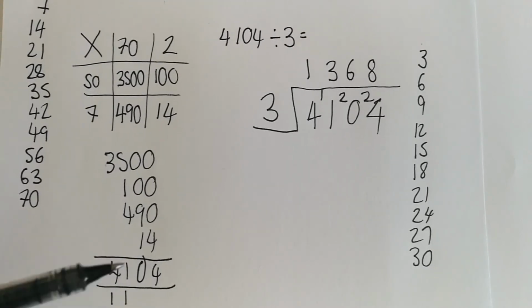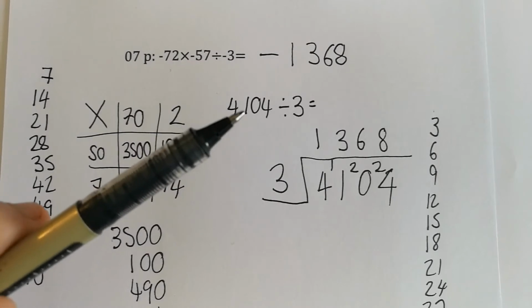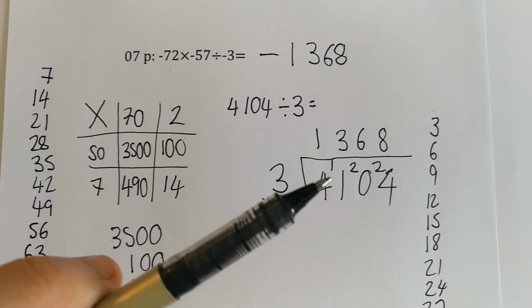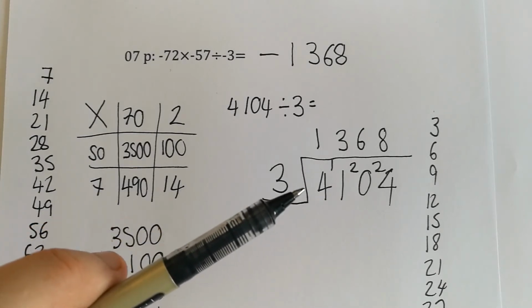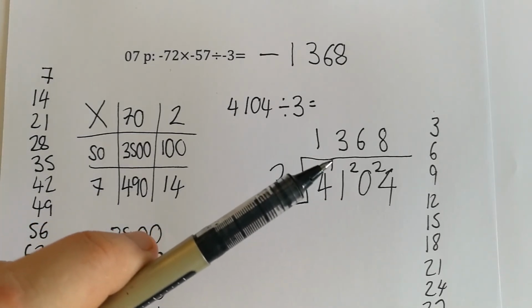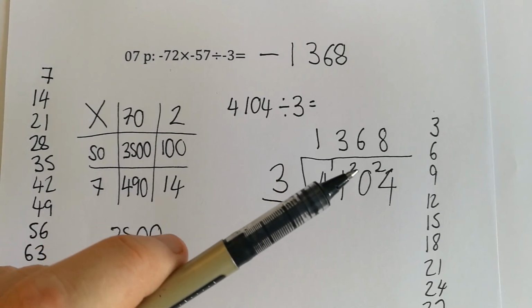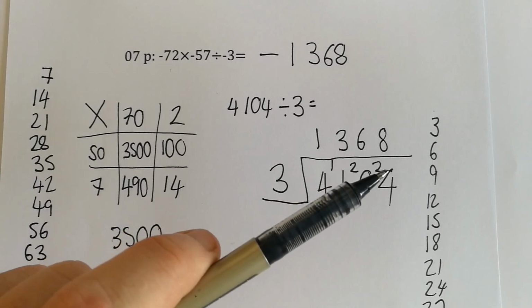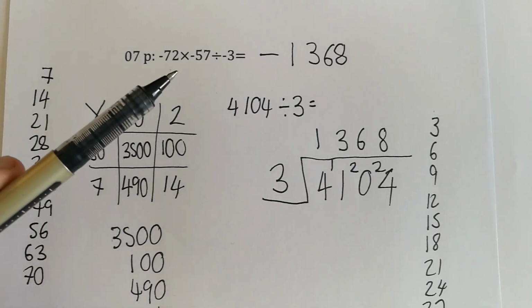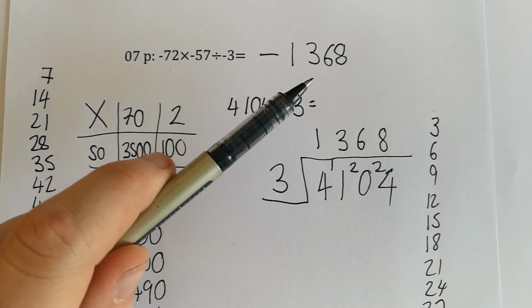Now we worked out that answer, we then have that bit of it, but then we need to divide by 3. So you got 4,104 divided by 3, which we did the bus stop method, which you then get how many 3's fit into 4, which is 1, remainder 1. How many 3's fit into 11? Well, that's 3, remainder 2. How many 3's fit into 20, which is 6, remainder 2. And the last one is how many 3's fit into 24, which is 8. So then that's our answer. So our answer finally is minus 1,368.